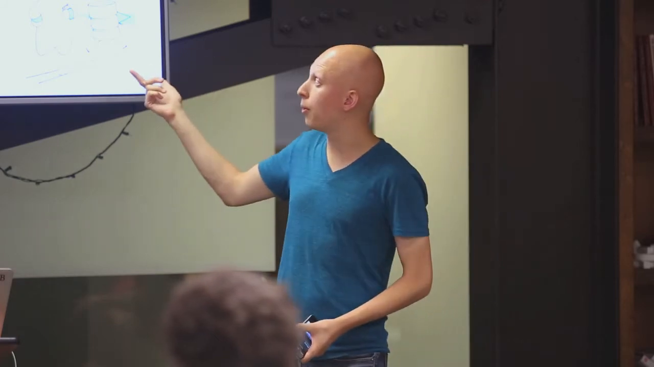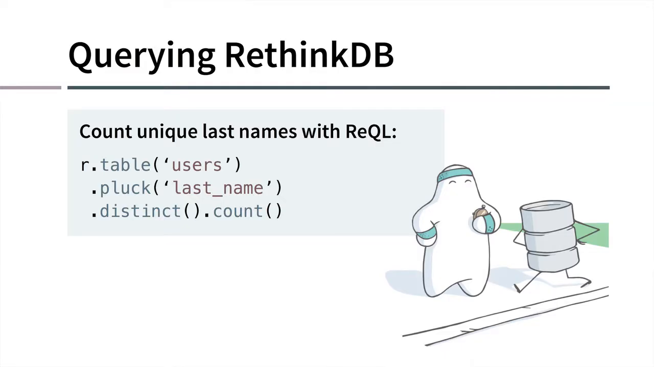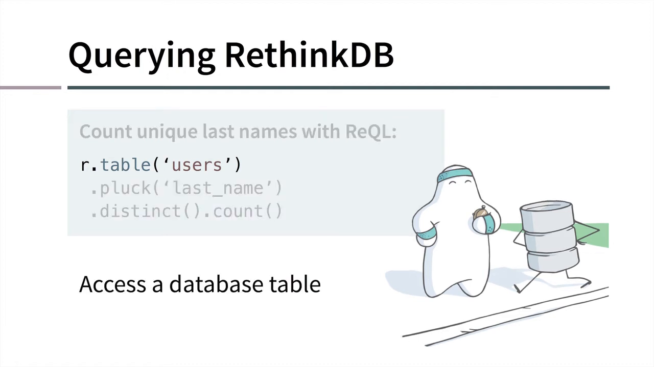And if we take this example, we have r.table('users').pluck('last_name').distinct().count(). So to break it down, first, we access the database table. We say r.table('users'). That means that we call it tables in our system rather than collections as in Mongo. Similar in SQL, it's called tables. It's just a collection of data. So we say r.table('users') to get the users table.